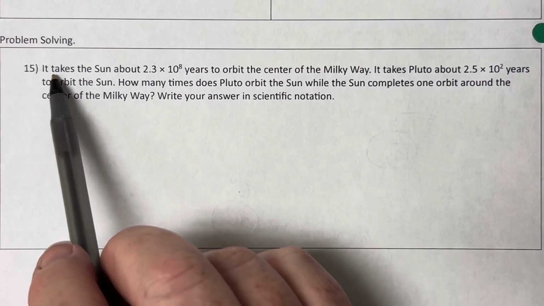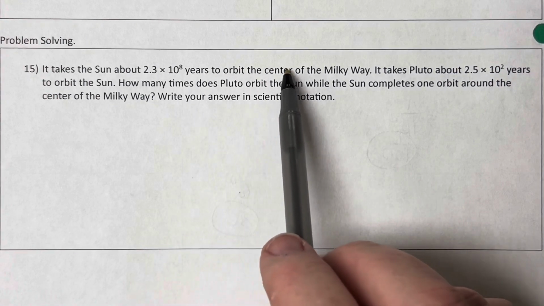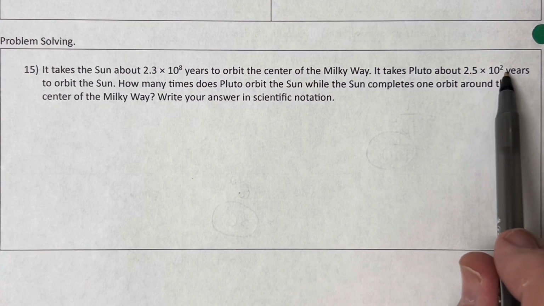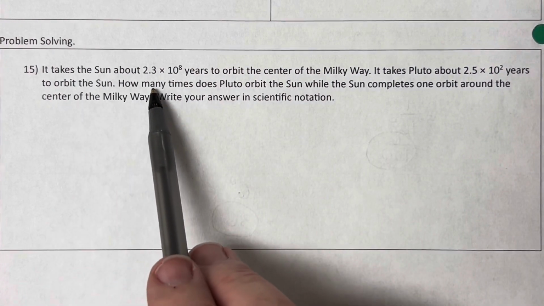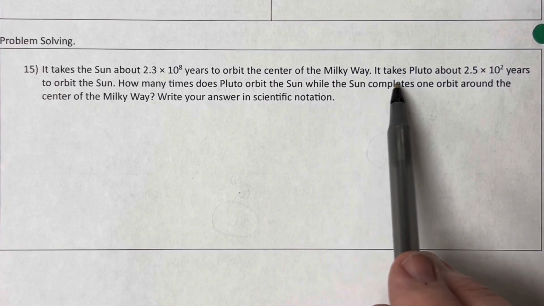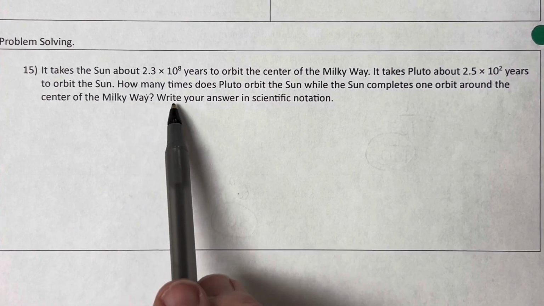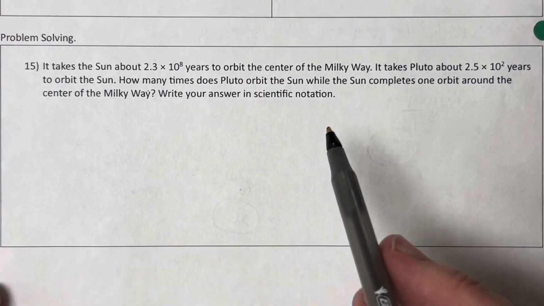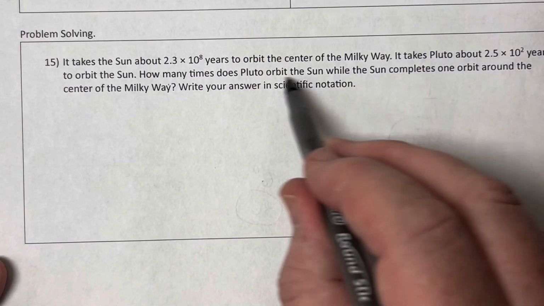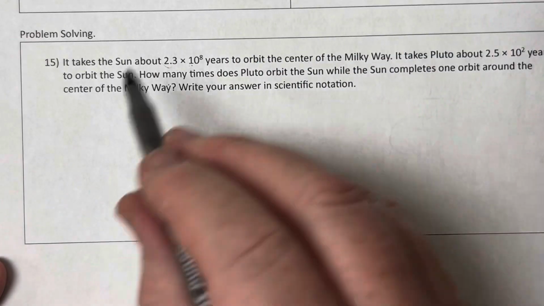All right, 15. It takes the sun about 2.3 times 10 to the 8th years to orbit the center of the Milky Way. And it takes Pluto 2.5 times 10 to the 2nd to orbit the sun. How many times does Pluto orbit the sun while the sun completes one orbit around the center of the Milky Way? Write your answer in scientific notation. So a little confusing of a question, but how many times does it go into the sun orbiting?